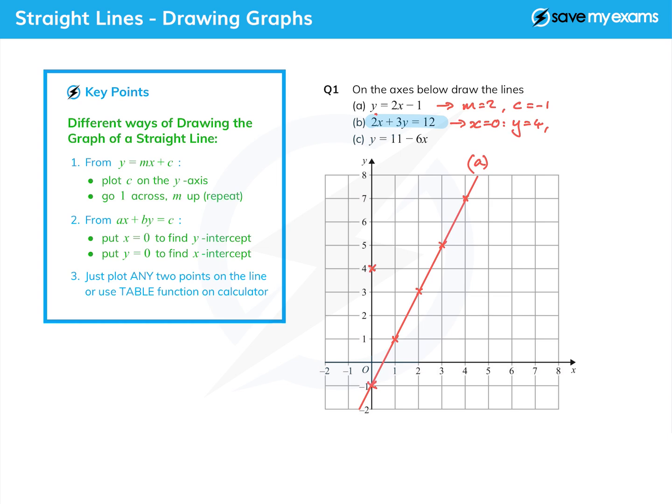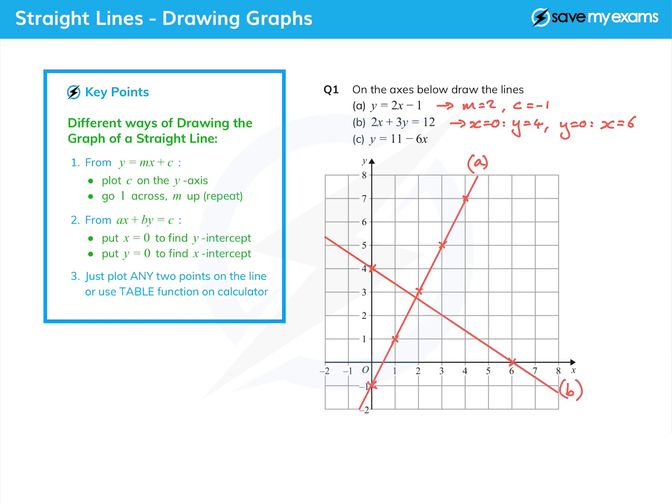And then what I'm going to do is I'm going to say, well, what happens when y equals 0? And that crosses out this term, because 3 times 0 is 0, and I get left with 2x equals 12, and so x equals 6. And so that's where it crosses the x-axis. And then I'm just going to draw a straight line through those 2 points. Again, a ruler, that's better, would be good. And we're going to label that one B.